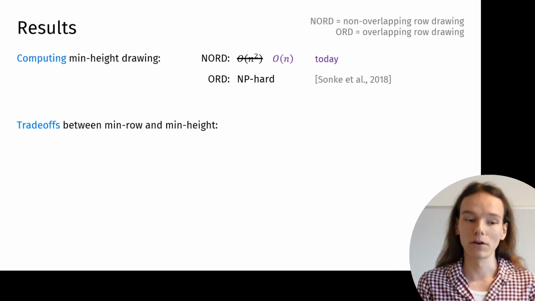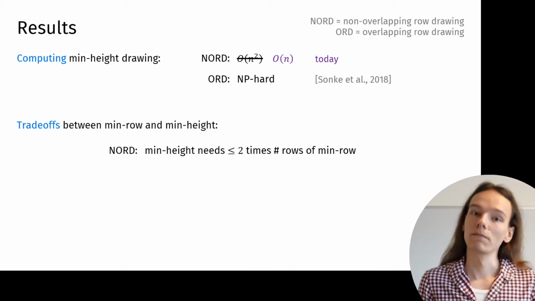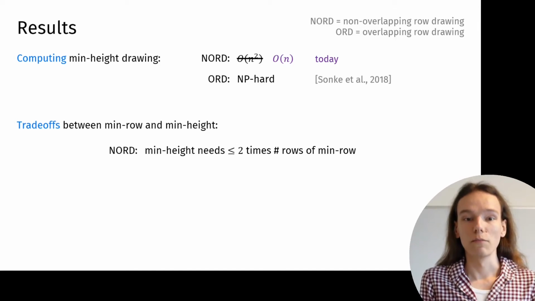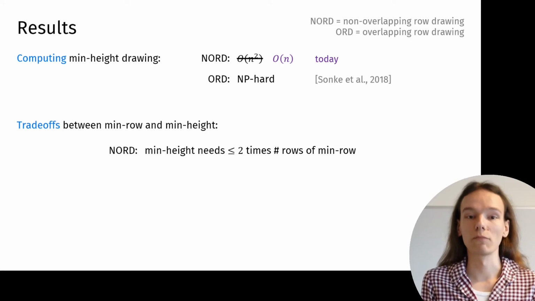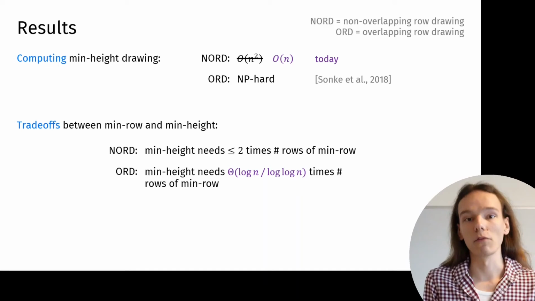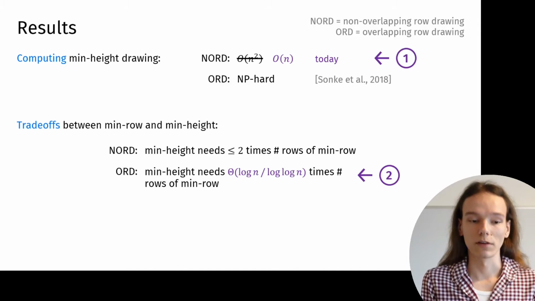And secondly, we're going to look at these trade-offs between min row and min height drawings. In particular, you can see, not very hard to see, that for non-overlapping row drawings, the minimum height drawing needs at most 2 times the number of rows that the min row drawing needs. So it's kind of like an approximation factor. However, for overlapping row drawings, I think surprisingly, there's not a constant factor that works. It's actually order of log n over log log n. So firstly, I will talk about this linear time algorithm for min height drawings, and secondly, I will talk about this approximation factor.